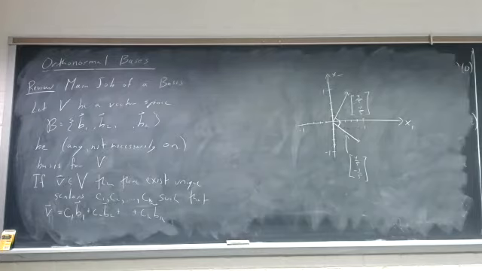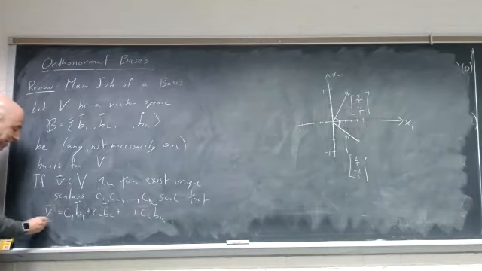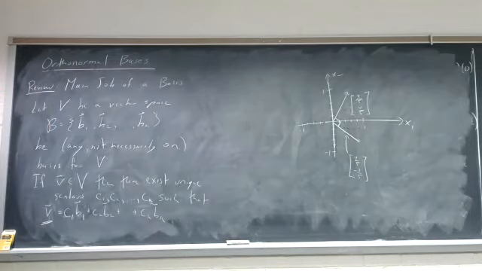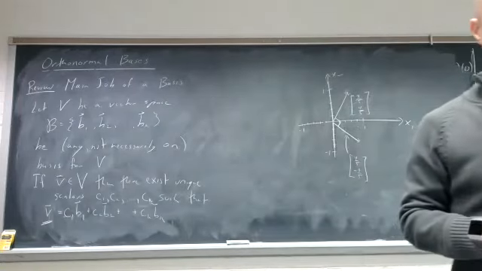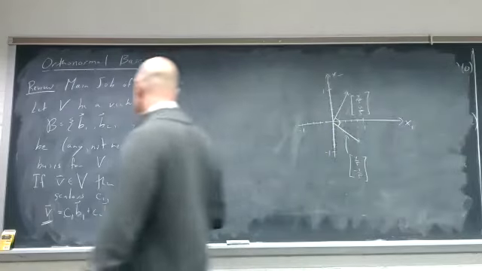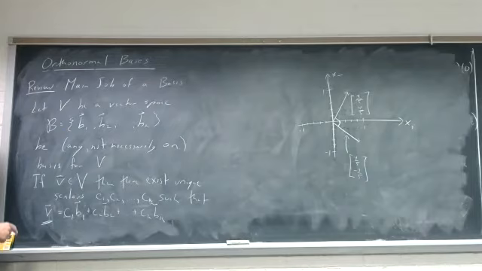In other words, the main job of a basis is so that you can express any vector as a linear combination of the basis vectors. And you can do it in one and only one way. That's the main job of a basis, to be able to express all the vectors in the vector space as a linear combination of those basis vectors, in one and only one way.